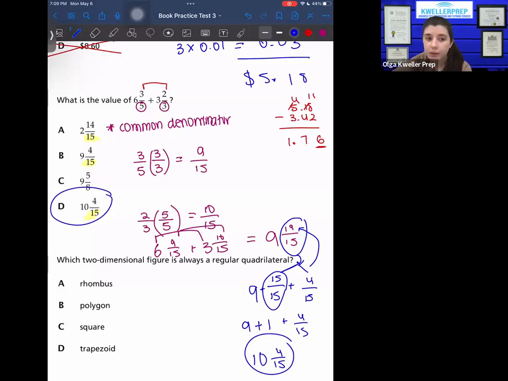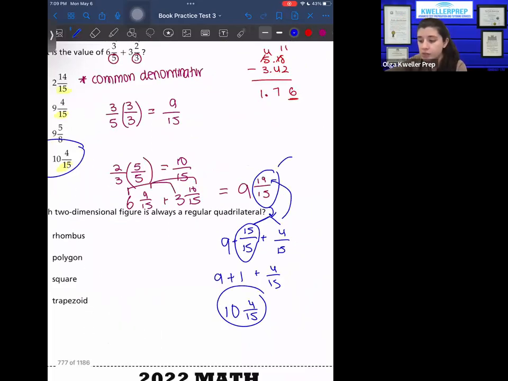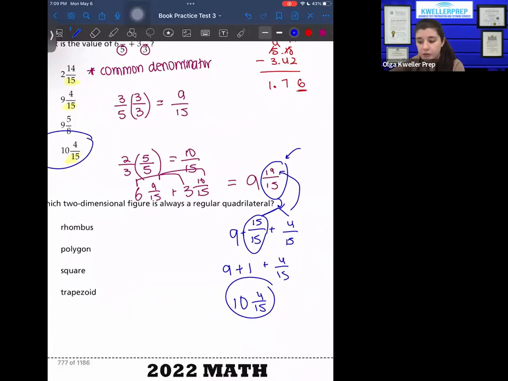So this one was a little bit involved, but this is a very, very common thing that they test, common denominators. Just to review, we switch each fraction into having a common denominator. Then we do our operation, which in this case is just adding. And then finally, you have to make the answer simplified. Our mixed number over here was an improper fraction. It was too big. So we had to simplify it down to 10 and 4/15, which is our final answer.